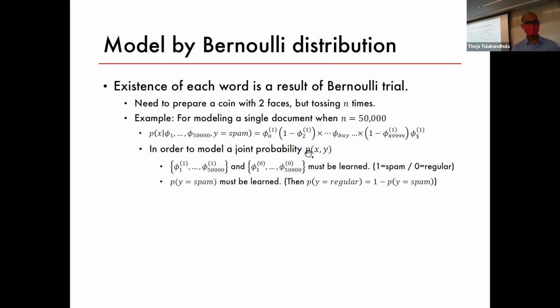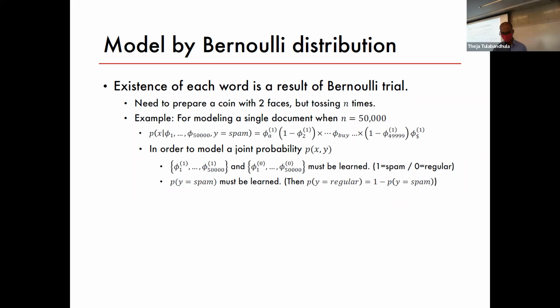In order to model the joint distribution between x and y, we need to learn these phi's per class. We have two classes, so we have a set for class 1 as well as for class 0. Under spam we will have one set, under regular we will have another. In addition to these two sets of numbers, we'll also need to learn the marginal probability of y itself, which is the probability of spam and probability of regular.